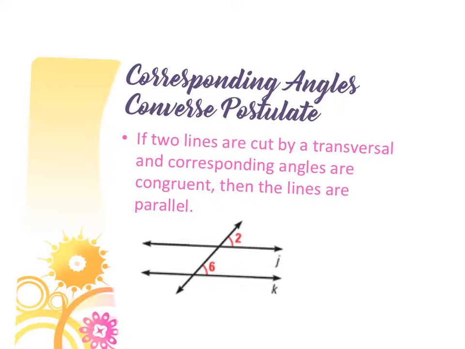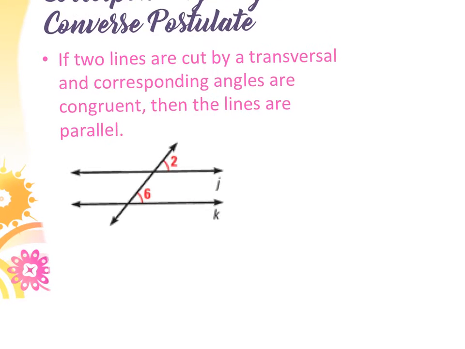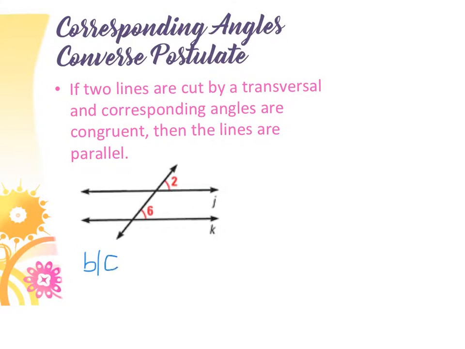So if you were given that diagram and it said, what could you conclude from that diagram? You can say that because angle 2 and angle 6 are congruent, J is parallel to K. And your reasoning would be this, the corresponding angles converse postulate. So the converse is the one that flips the order.